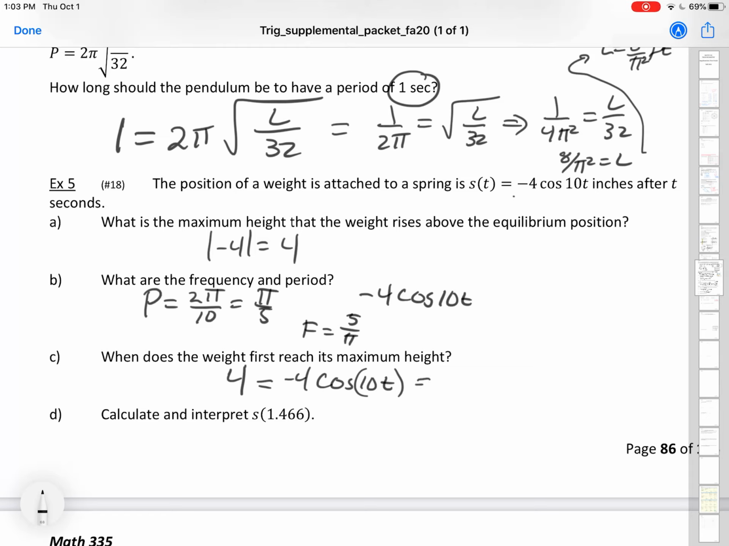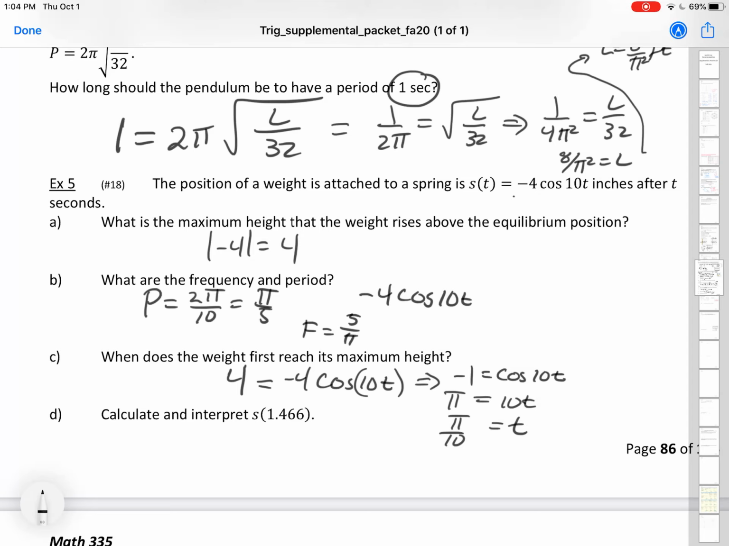So we're going to divide both sides by negative 4 and get negative 1 is equal to cosine of 10t. I'm hoping that you know when cosine's negative 1, that would be at pi. So 10t is equal to pi. Do not put 180, because 180 is not a real number. Pi is a real number. This is the reason why radians were needed, because we're working in real numbers, not these arbitrary degree measurements. So 10t is equal to pi, and it's going to reach its maximum height the first time at pi over 10.